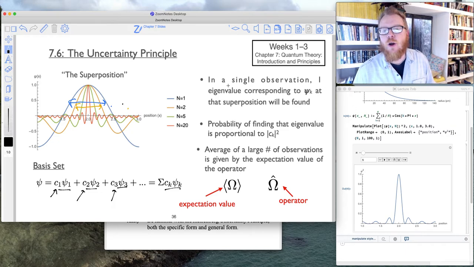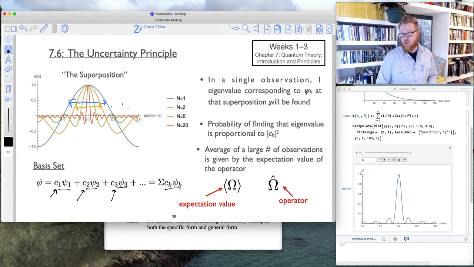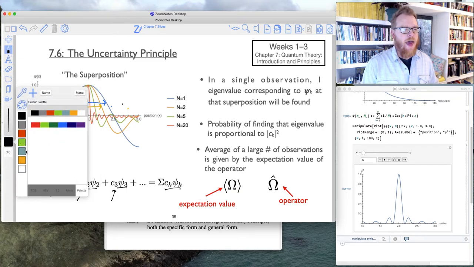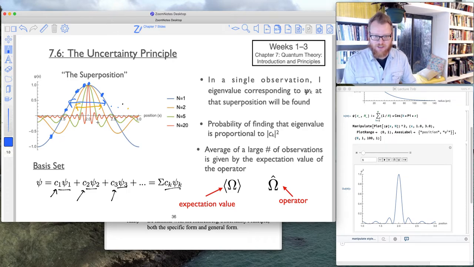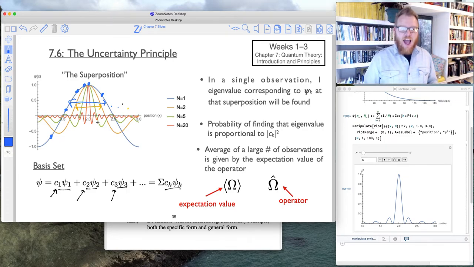So now in one single observation, one eigenvalue corresponding to psi k in that superposition will be found, okay? And what that means is, in the case of n equals 1, one single observation might mean I find the particle right here. Then I do another observation. Perhaps I find the particle right there. And I continue to keep making observations. And if I make a large number of these observations and I average them all together, I will arrive at my superposition, okay?